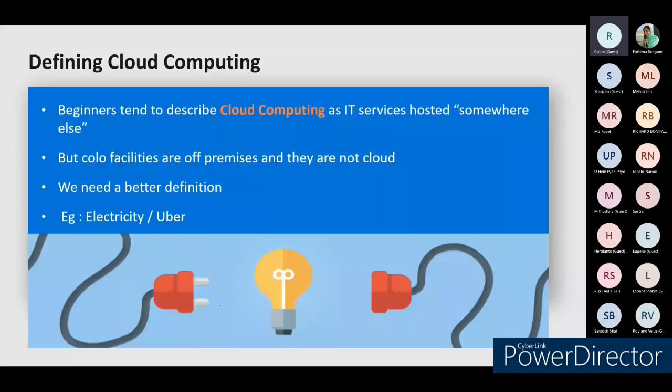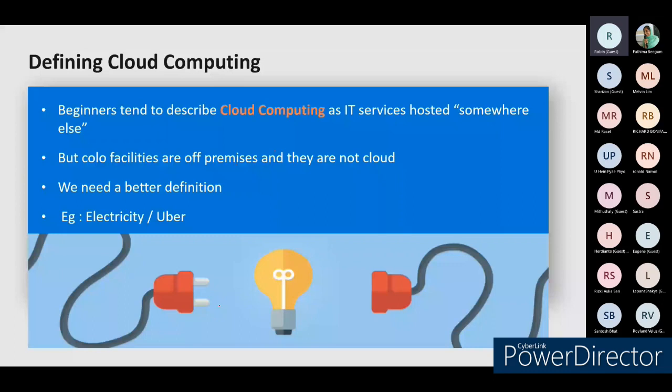Right now, we considered two examples here: electricity and Uber. Both cases we understood. Based on the consumption, you are paying the bill, right? Similarly, in the case of cloud also, instead of purchasing, you are taking a resource for rent from a vendor.